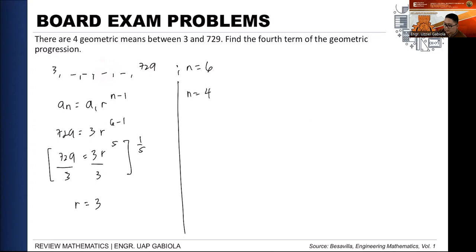So, ang a sub 4 natin is equals to a1 r to the n minus 1. So, equal siya sa 3. R natin is 3 raised to 4 minus 1. So, a4 natin is 3 times 3 raised to 3. So, parang 3 raised to 4, that is 81. So, ito yung fourth term natin for the geometric progression na meron tayo.